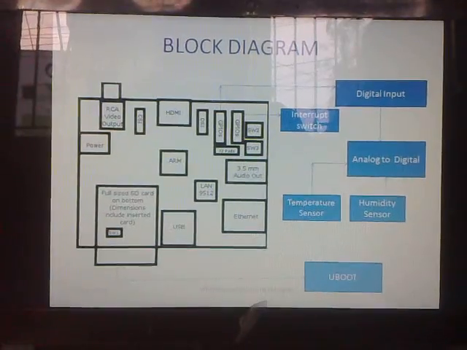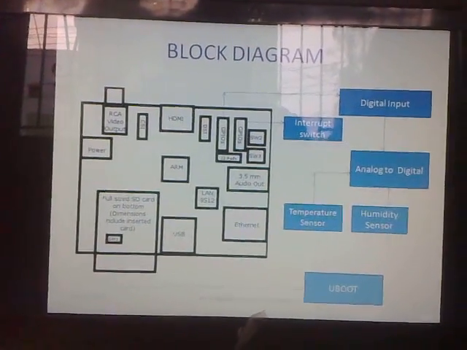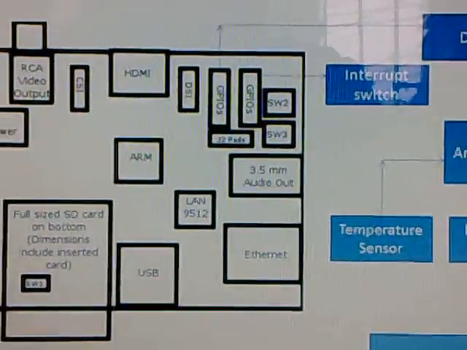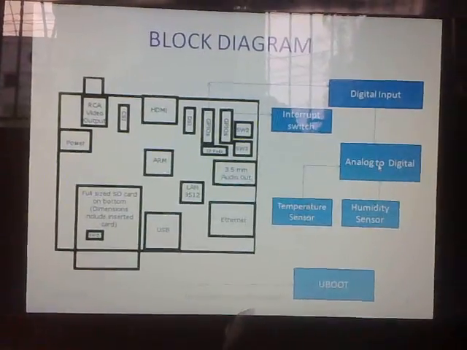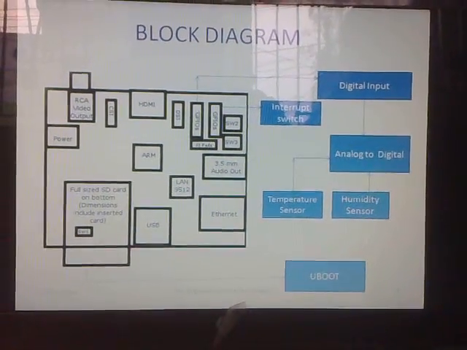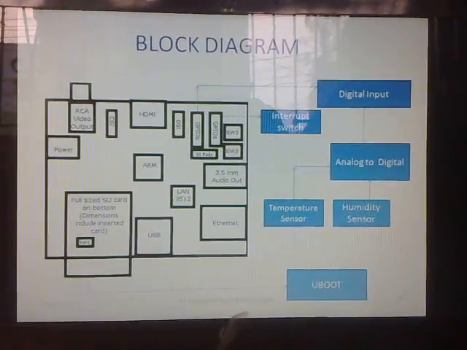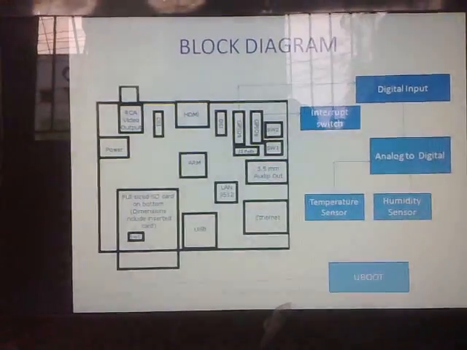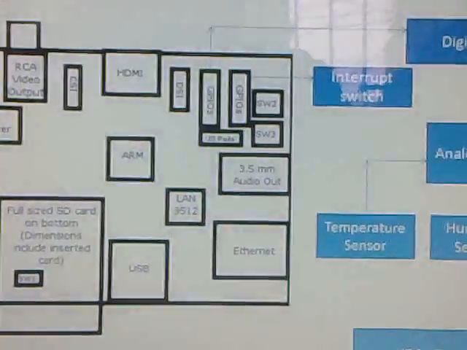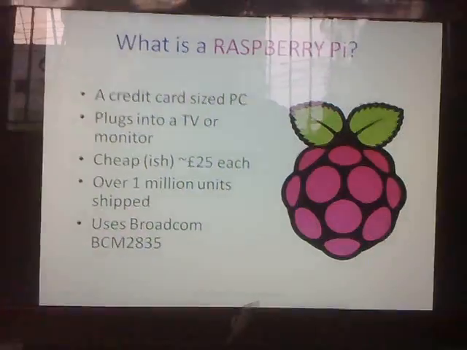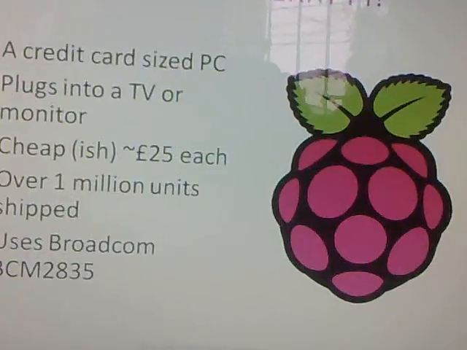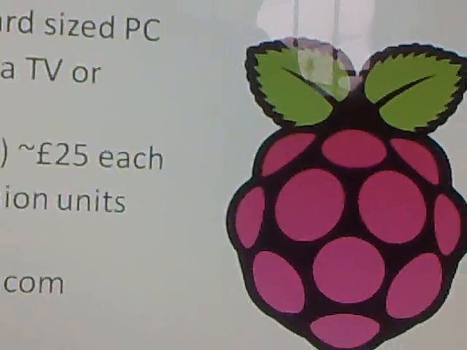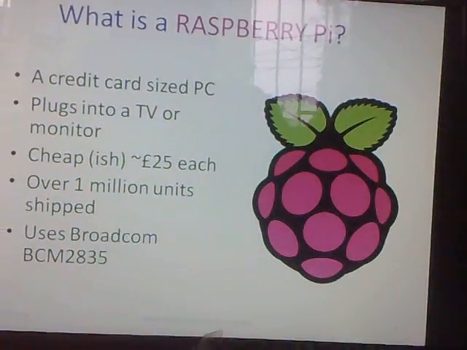This is the block diagram of my project. The right side that you see is a Raspberry Pi, and we give an input to the Raspberry Pi through an A to D converter. We have two sensors, temperature and humidity. By U-Boot we can use this system in Linux. This is what Raspberry Pi is. It is a credit card sized microcontroller. It will be shown in Linux software.